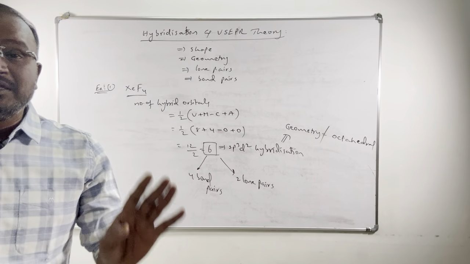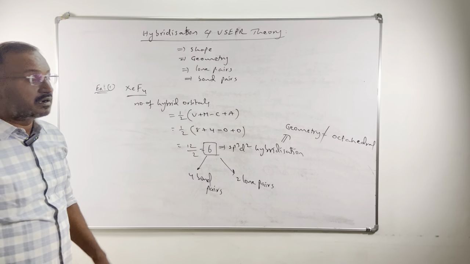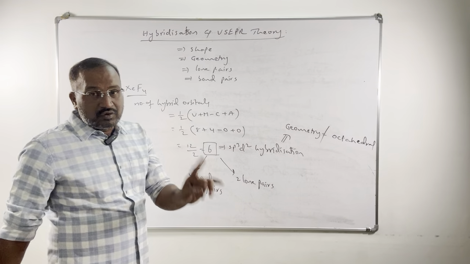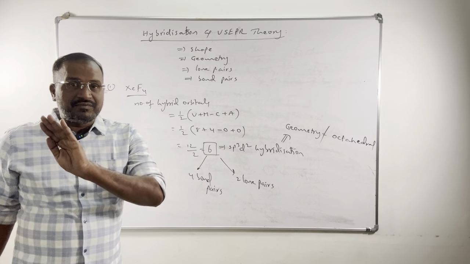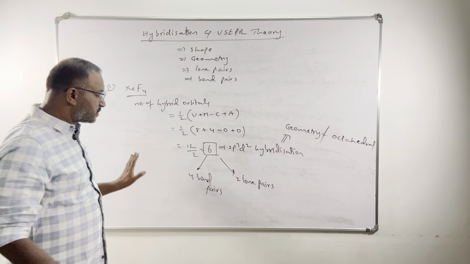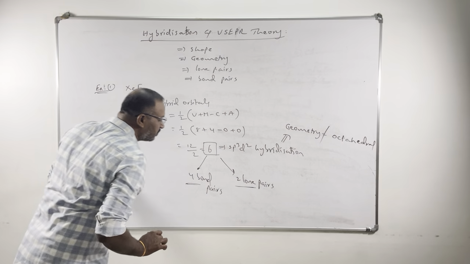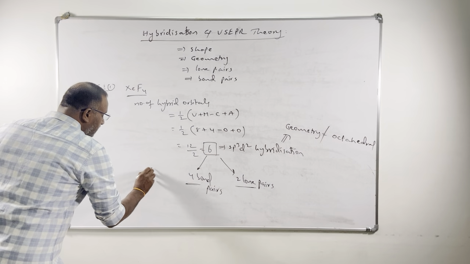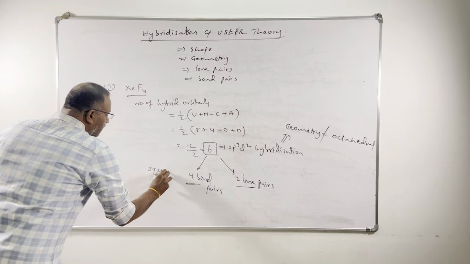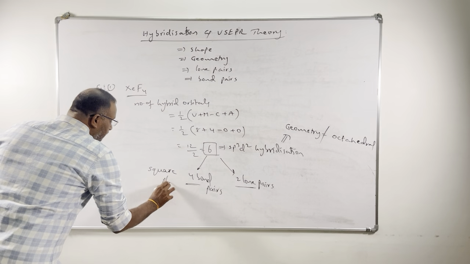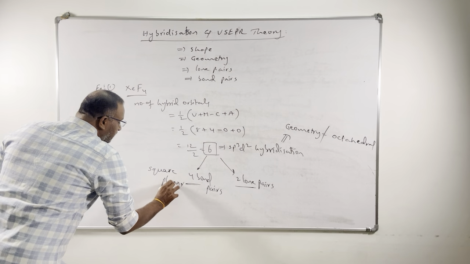Geometry is octahedral, shape is not octahedral. According to VSEPR theory, if lone pairs are there, geometry never becomes equal to shape. So according to VSEPR theory, if 4 bond pairs and 2 lone pairs are there, the shape will be square planar. How do we get this square planar?